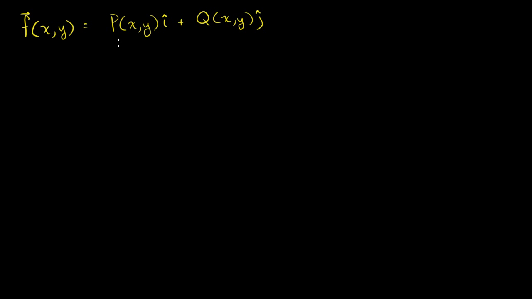So what would something like this be? This is a vector field in two-dimensional space, or on the xy plane. Or you could even say on R2. Either way, I don't want to get too much into the mathiness of it. But what does this do?